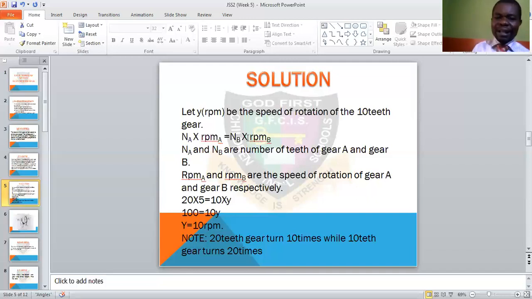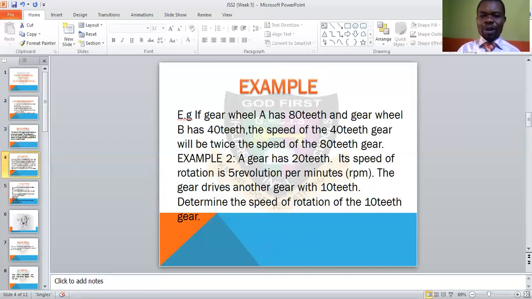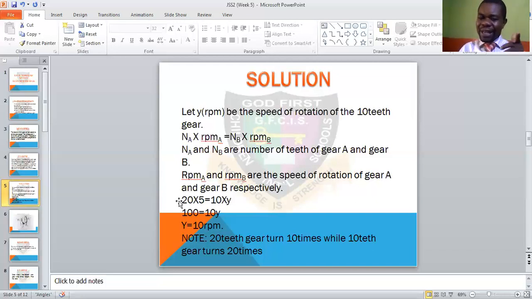Then now look at the solving. Remember, number of teeth of gear A was 20, and its RPM is 5. Number of teeth of gear B is 10. We do not know the RPM, we call it Y. So if number of teeth of gear A is 20, that is 20 multiplied by 5, equal to number of teeth of gear B, 10, multiplied by Y, which we are looking for. 5 times 20 will give you 100, equal to 10Y. Then you divide both sides by 10. You have Y will give you 10 RPM.